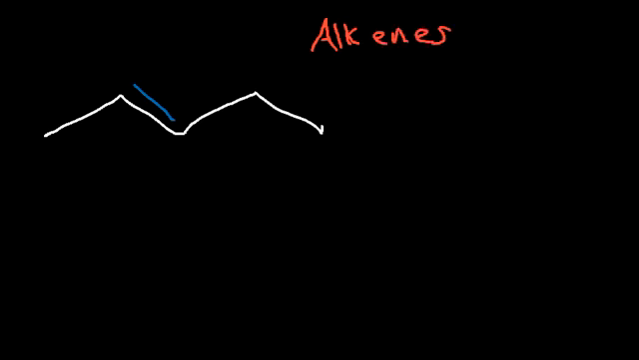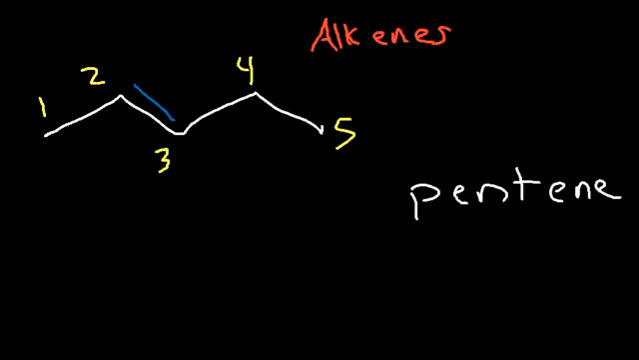Now, the next thing we need to talk about is alkenes. So how can we name this particular alkene? Alkenes have double bonds. They're unsaturated compounds. And so first you want to identify the longest chain. So it's 5. Instead of saying pentane, it's going to be pentene. And the double bond is between 2 and 3, so this is called 2-pentene.